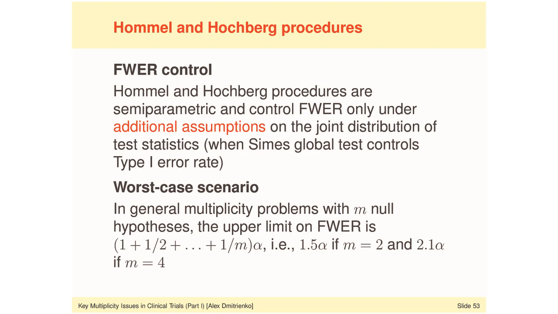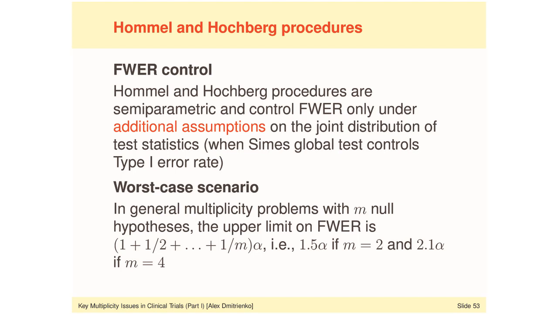On slide 52, we discussed the comparison between the two step-up procedures, the Simes-based procedures, in terms of power. And now let's talk about family-wise error rate control. It's a very important topic, of course, whenever we talk about multiplicity adjustments.